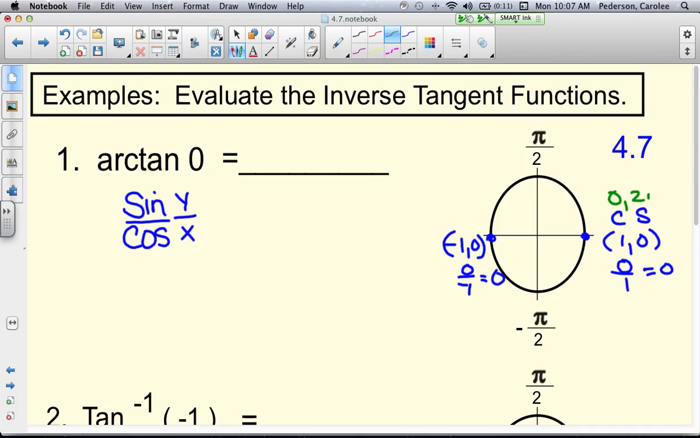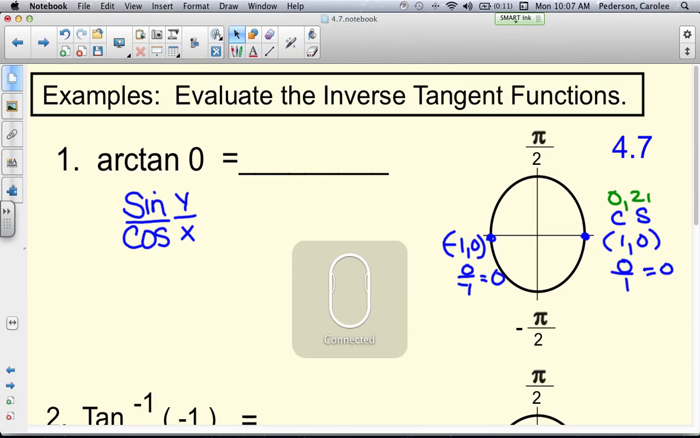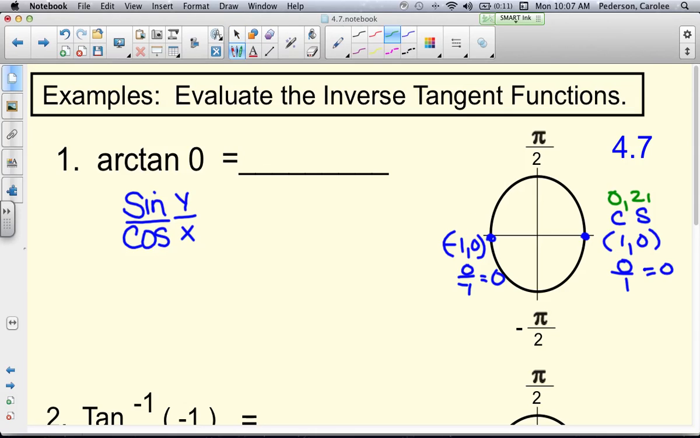And this is the angle pi. Of those three angles, which one falls in our range? 0. 2 pi is out of our range. Pi is out of our range. So the answer that exists is 0 degrees, 0 radians.